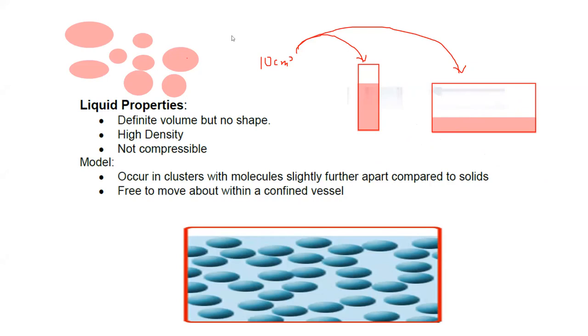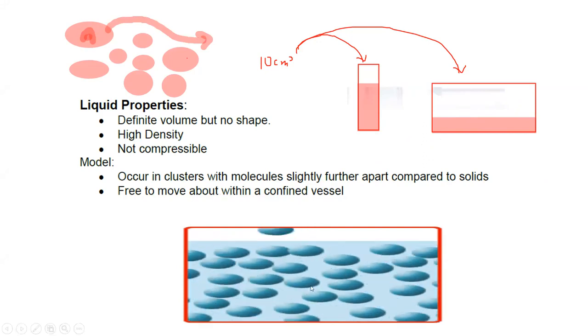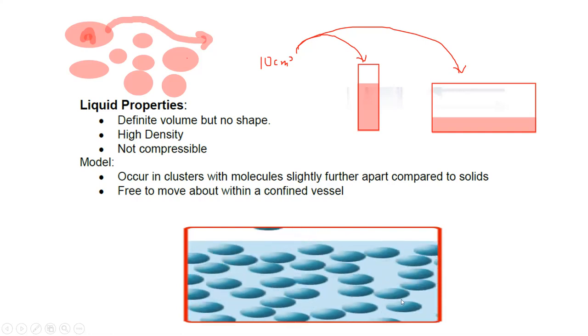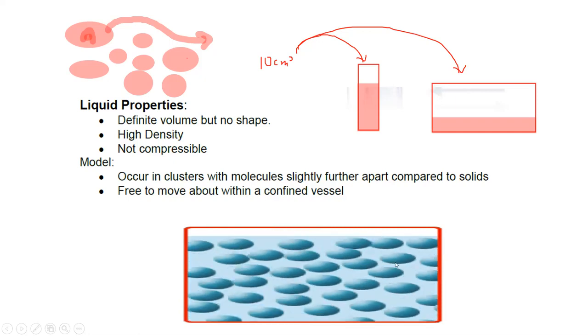But these particles can move around each other. For example, if you have particle A, this particle A can move anywhere within the region, as is clearly visible. The particles are not vibrating at a fixed position, but they are able to move from one place to another.